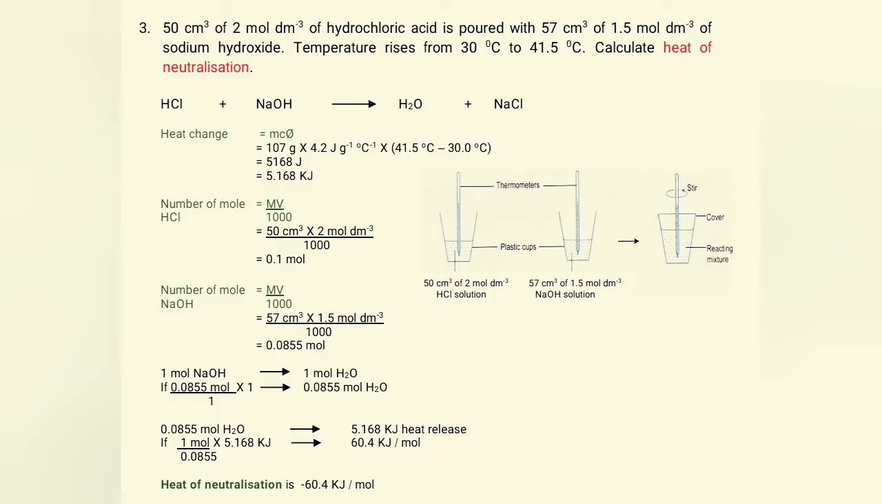So here we can say that the heat of neutralization between hydrochloric acid and sodium hydroxide solution is negative 60.4 kilojoule per mole. Negative means the reaction is exothermic, and the unit kilojoule per mole means 60.4 kilojoule of heat is released when 1 mole of water is produced.